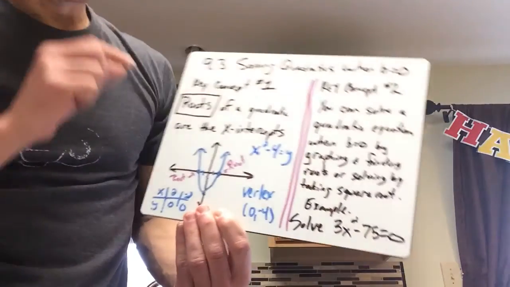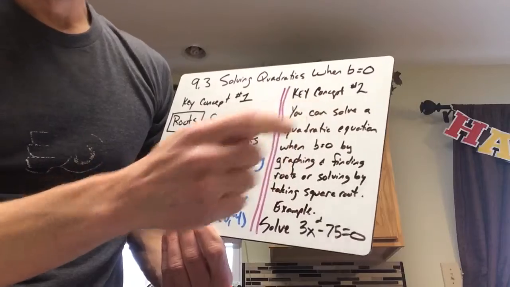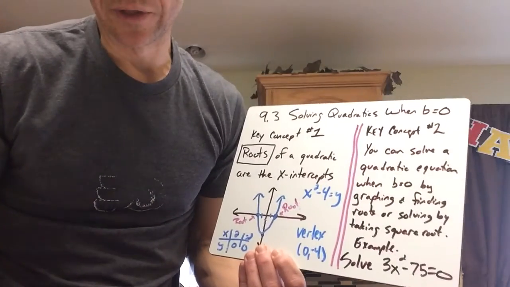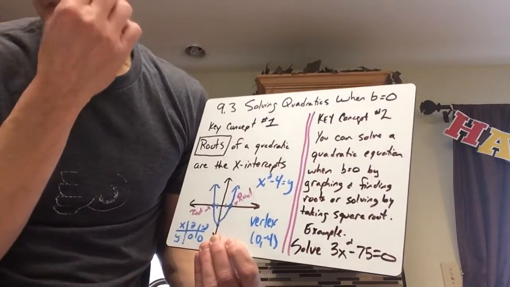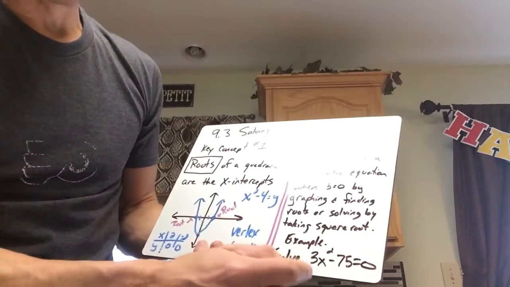And in this section, in the 9-3, they give us two key concepts. One, it's more of an understanding, and then we're going to use the other one. Getting started, we're going to be solving quadratics when b is 0. So we're going to have like y equals ax squared plus 9 or something like that, where there's no bx. When that happens, it really becomes simple. We're going to solve it just using algebra.